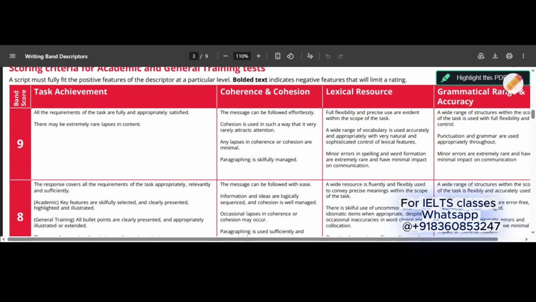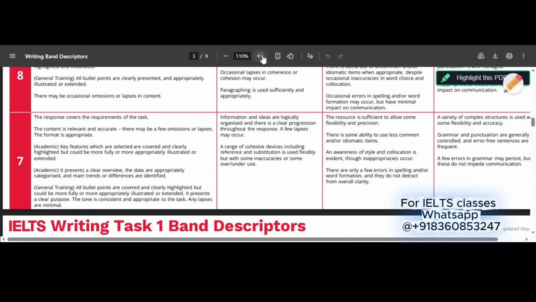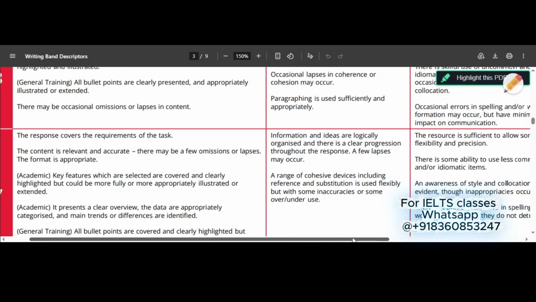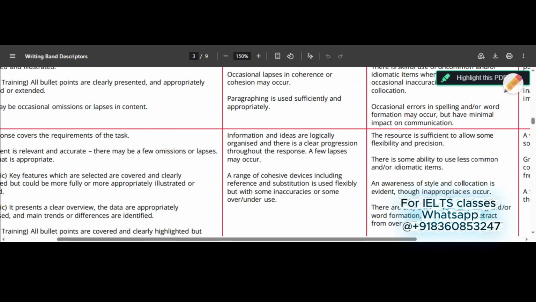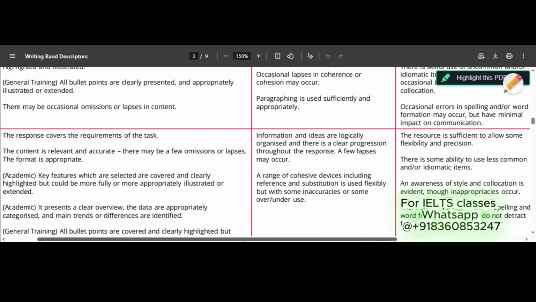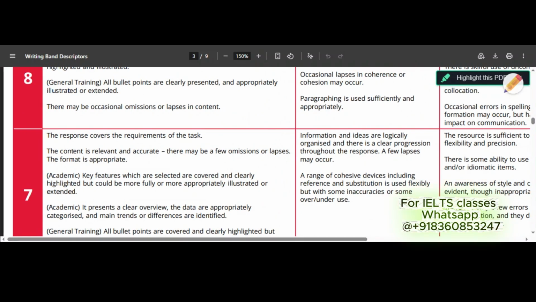If you look at the score of 7 under this coherence and cohesion part, then it says that a range of cohesive devices including reference and substitution is used flexibly but with some inaccuracies. So they are saying that you are using reference and substitution to a great extent, and most of it is correct, but there are some minor mistakes. But the thing is that if you don't make use of reference and substitution, then you won't be able to cross this barrier of score 7.